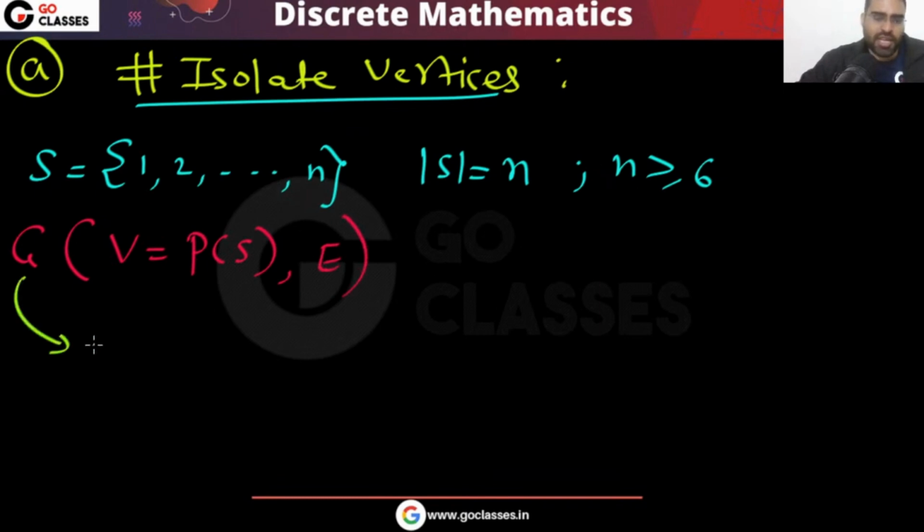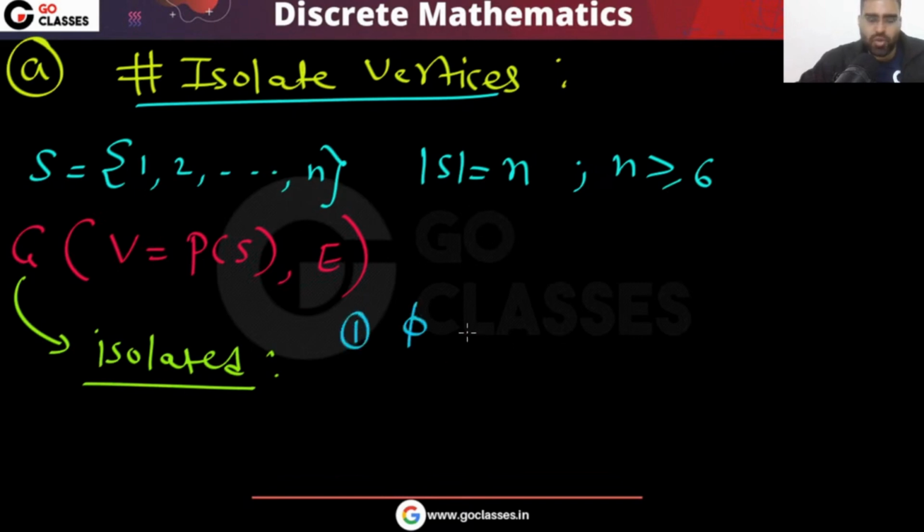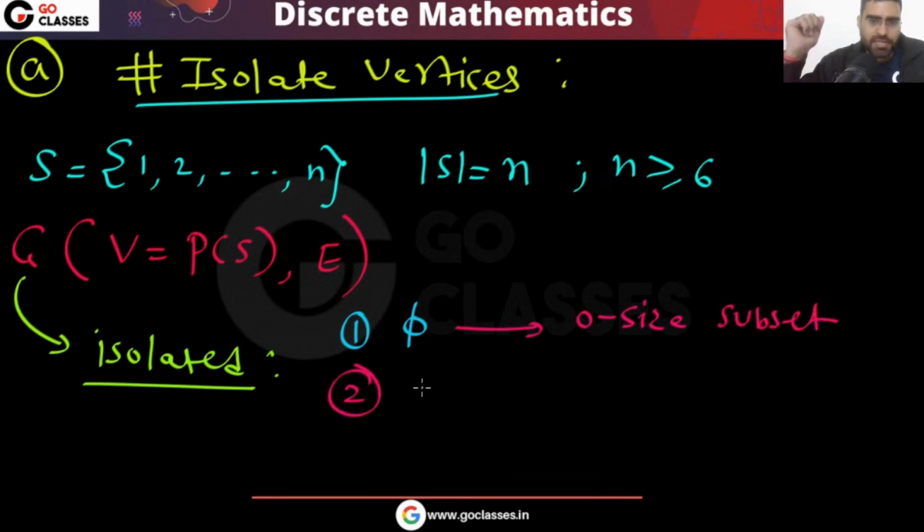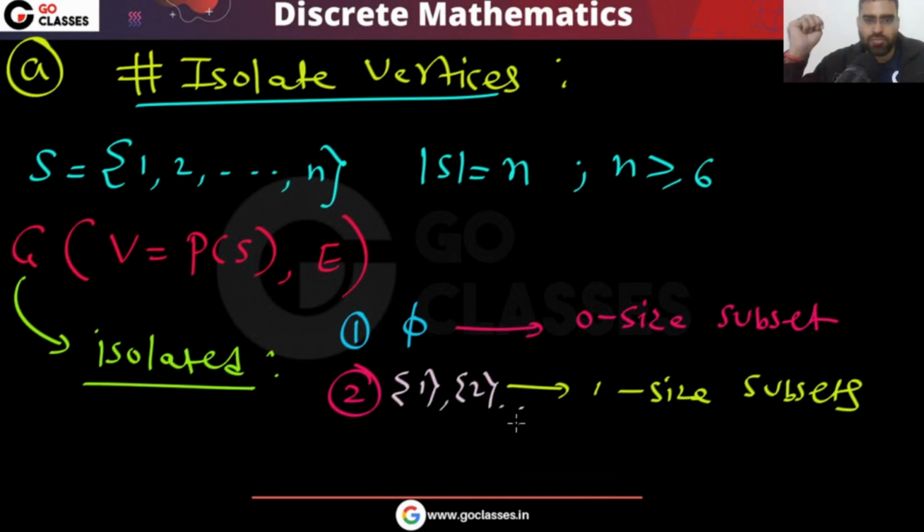Now in this graph, what are the isolated vertices? Which vertices are isolated? You can notice that this vertex is isolated. So I can say 0 size subset. This is your 0 size subset. So this is isolated. This is not connected. This is not adjacent to anyone. Similarly, one size subsets are also isolated, right? One size subsets also do not have two elements common with anyone. Like for example, look at this set, and so on.